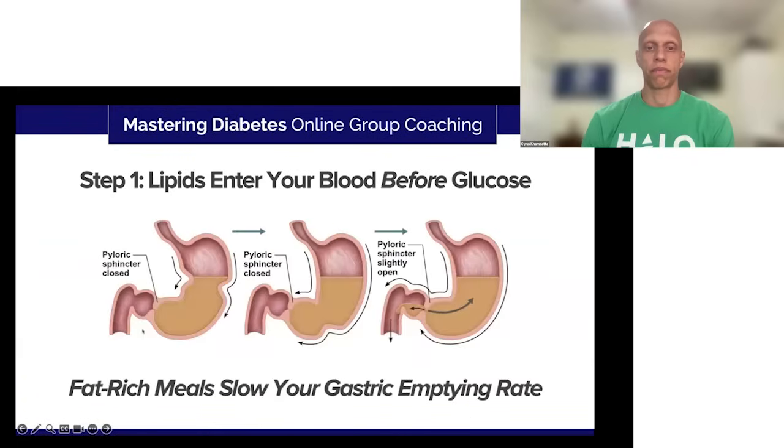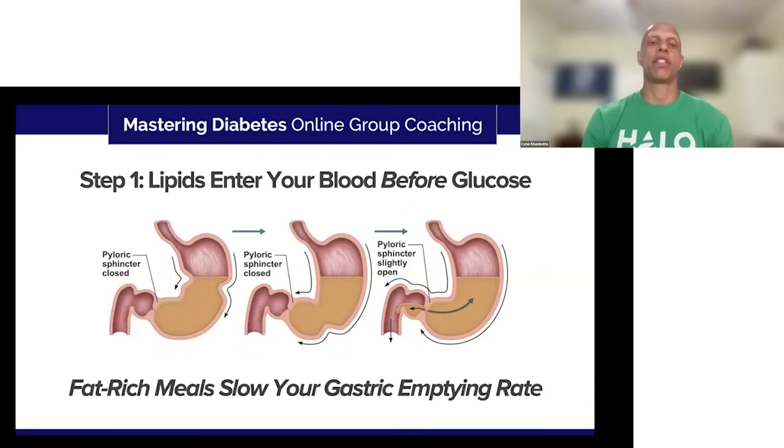Okay. Now, at the same time, inside of your stomach, something else is happening. Okay. The lipids are going to actually slow down what's called your gastric emptying rate, which means that because there is fat inside of your food, your stomach senses this. There are hormones that are secreted from your small intestine, which then communicate to nerves that control how easily your stomach opens.